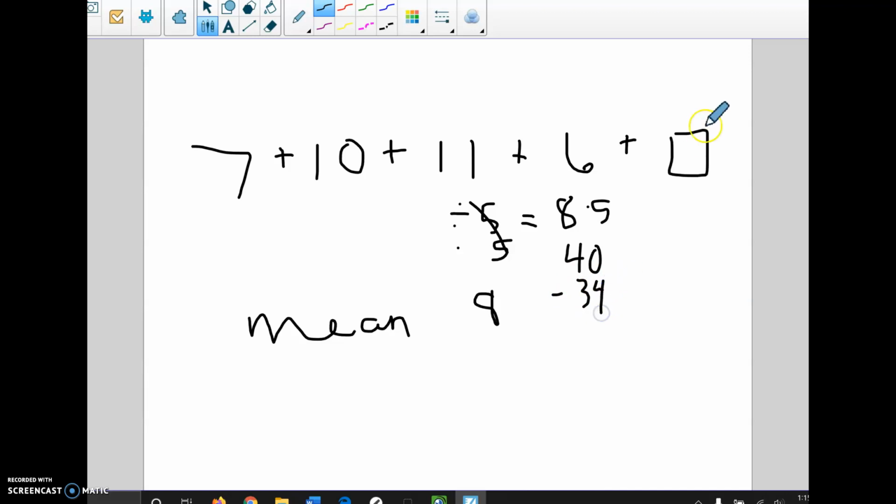Did you get 12? If you did, you're awesome. So let's check it. 17 plus 11 plus 12 equals 40. 40 divided by 5 is 8.